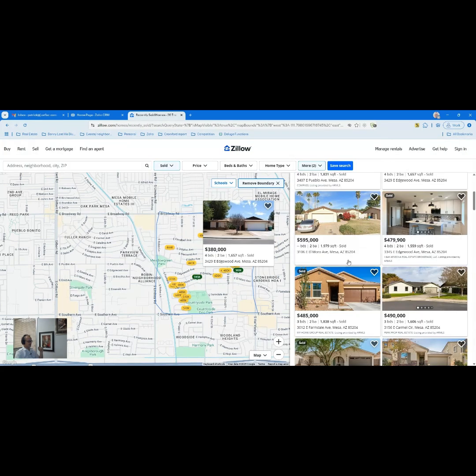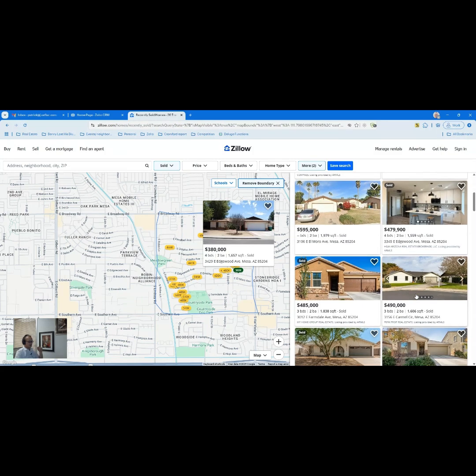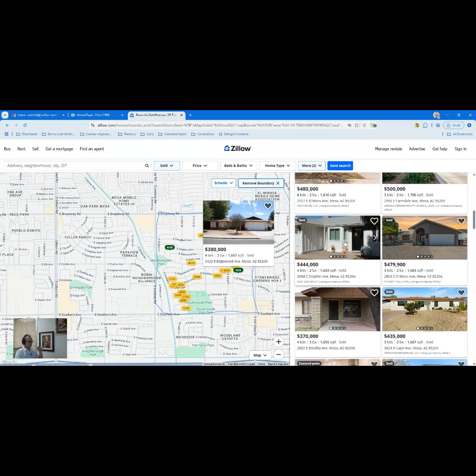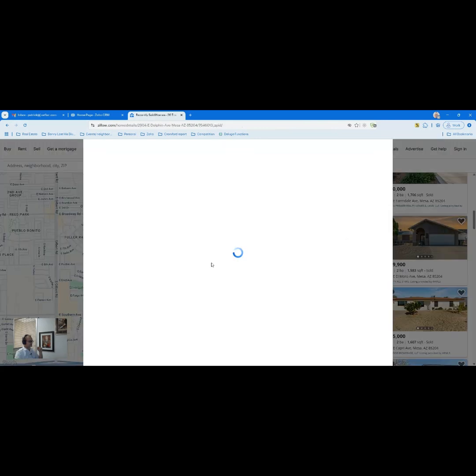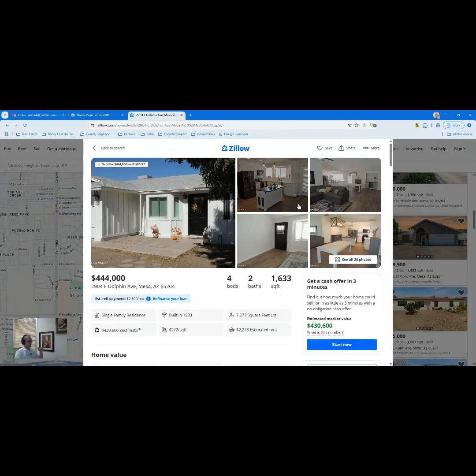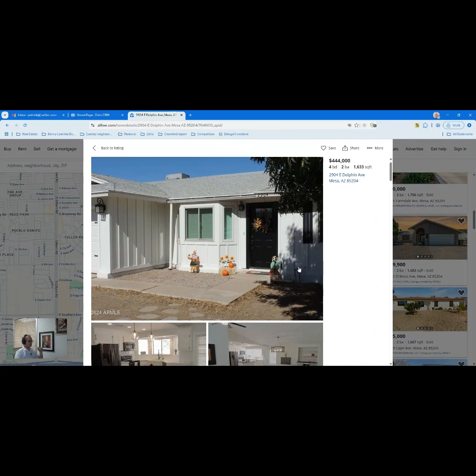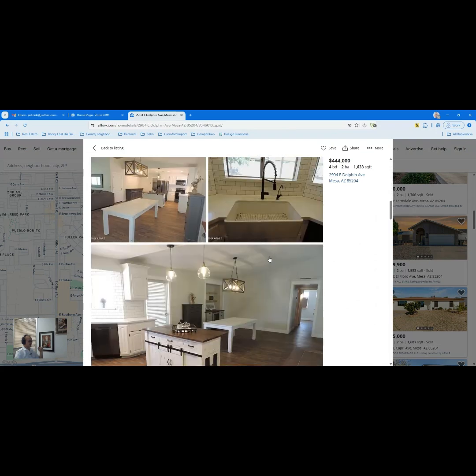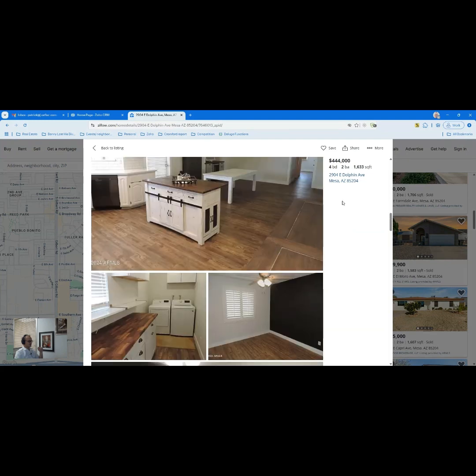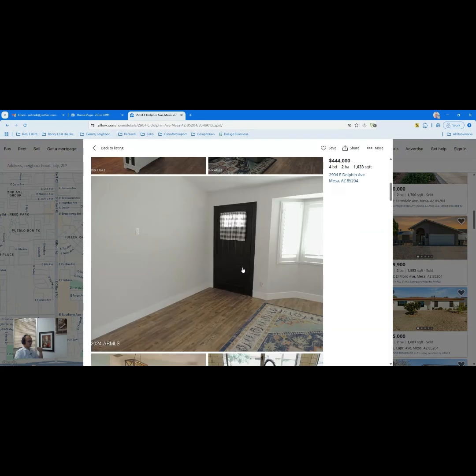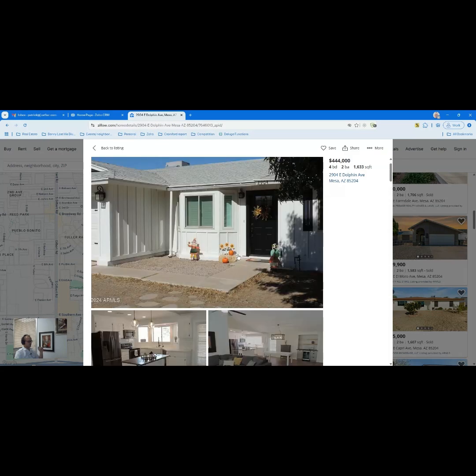Let's go find one that's not flipped. Let's try this one here. Okay, so this one sold for quite a bit less. So then we might want to look at this one and ask, why did this one sell for less? It's not immediately apparent. It is a little bit smaller, only 1,633 square feet, but it sold for $444 as opposed to the other one, which sold for $490.